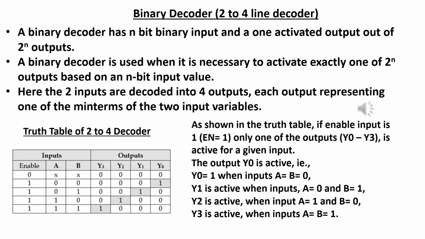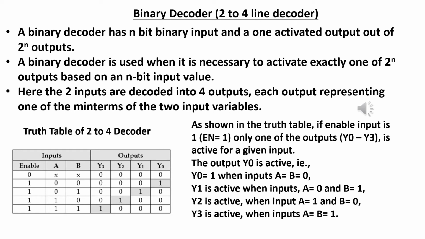A binary decoder has n bit binary input and a 1 activated output out of 2 power n outputs. A binary decoder is used when it is necessary to activate exactly one of the 2 power n outputs based on an n input value. Here the two inputs are decoded into 4 outputs, each output representing one of the minterms of the two input variables. So you can see the truth table for the 2 to 4 line decoder.